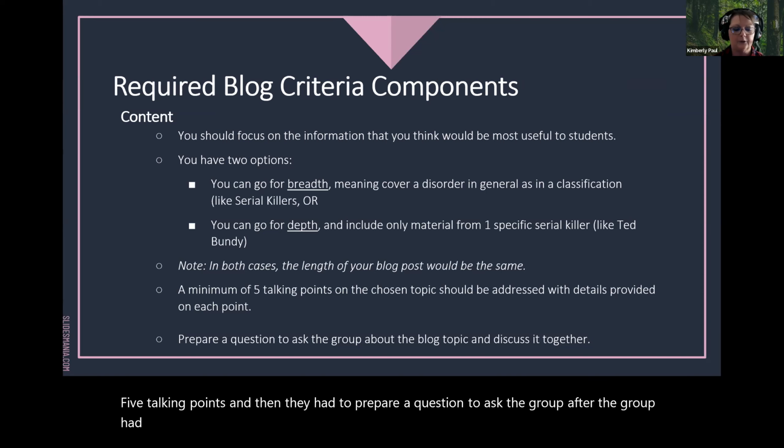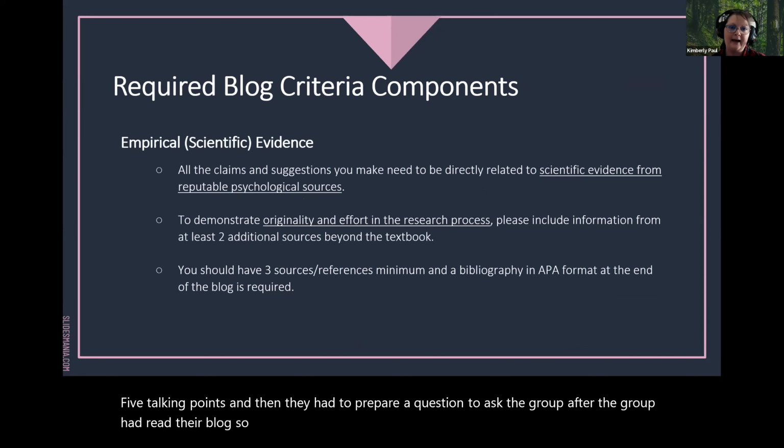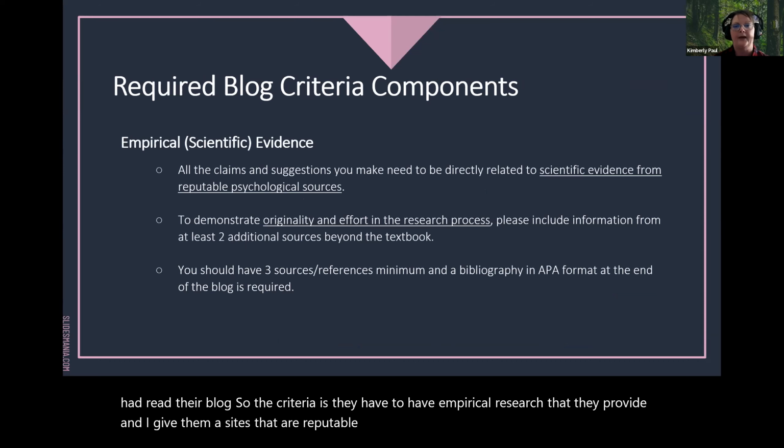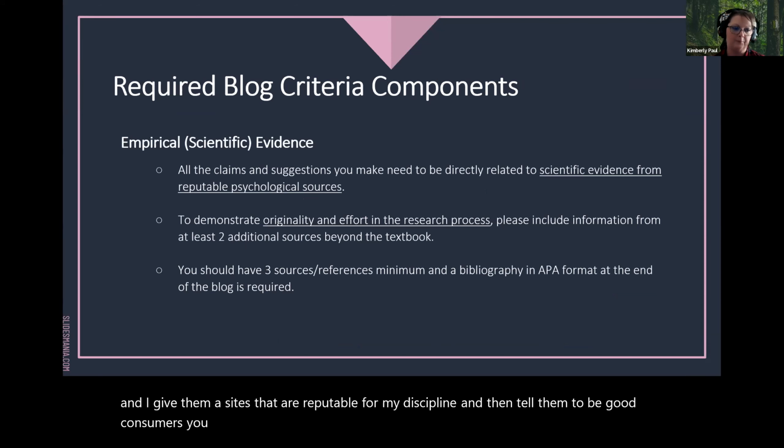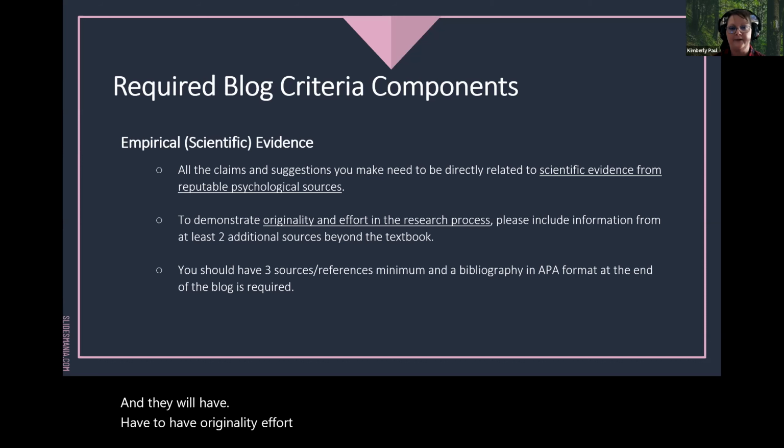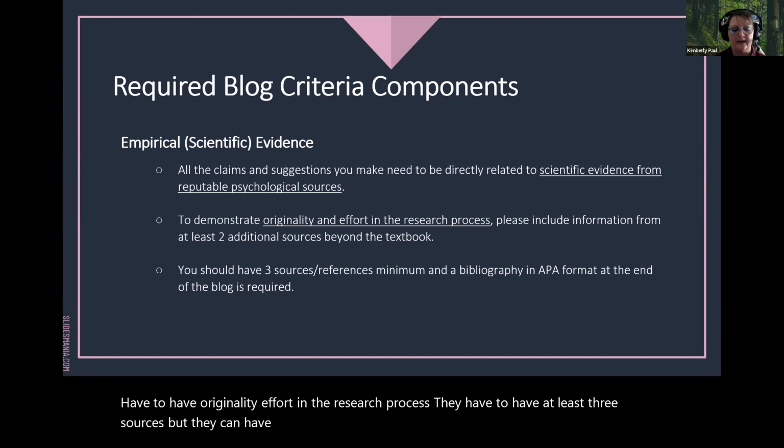blog. So the criteria is they have to have empirical research that they provide, and I give them sites that are reputable for my discipline, and then tell them to be good consumers, if they're doing other research beyond what I provide. And they will have to have originality, effort in the research process. They have to have at least 3 sources, but they can have more. And it does need to be in an APA formal bibliography at the end.